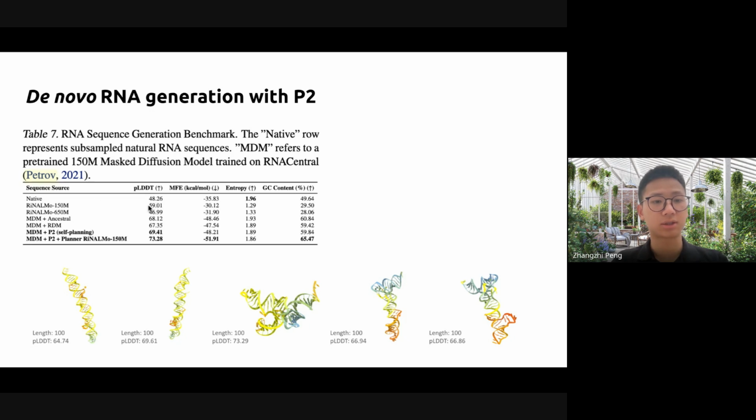If you take a look at the control and the foldability, the pLDDT of native sequences is actually not very high, and that's just because RNA is sometimes less foldable. But given the current model we have, we additionally monitor a couple of other metrics such as the MFE and GC content. We can see that by using the P2 self-planning, we can improve the sampling algorithms out of the box. And then by additionally using the planner, we can further improve the foldability of the generated RNA, and also surprisingly have a nice entropy here. There's not much degradation in our generation, but if you just run a BERT model for sequence generation, you get really terrible entropy here. And we also fold a couple of RNA sequences here. You can see a nice topology.